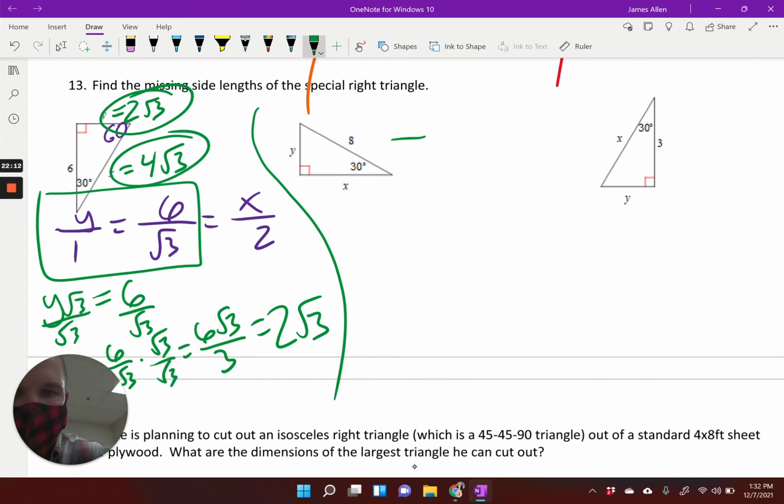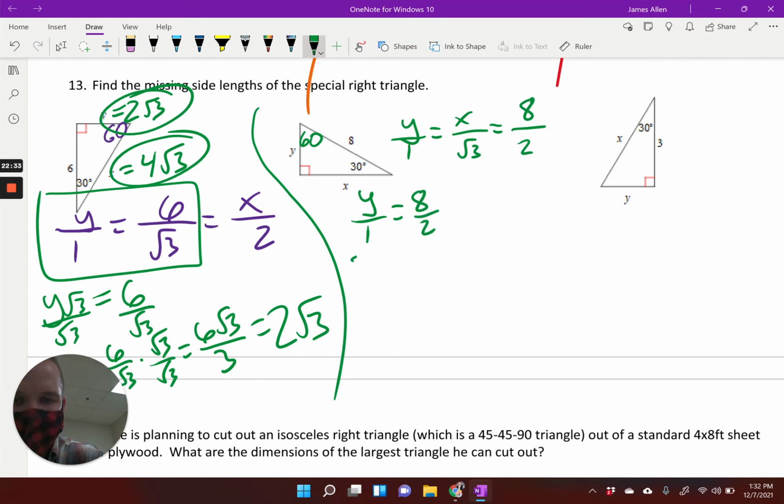So now I've got, again, a 30, 60, 90. That's not a 3. And I've got across from the 30 is Y, across from my 60 is my X, and across from my 90 is an 8. All right. Well, I'm going to go with the Y first. So Y over 1 equals 8 over 2. So I get 2Y equals 8. Divide by 2. I get Y equals 4.